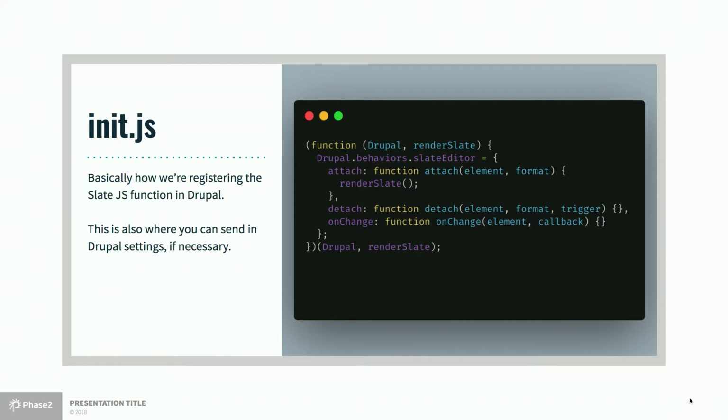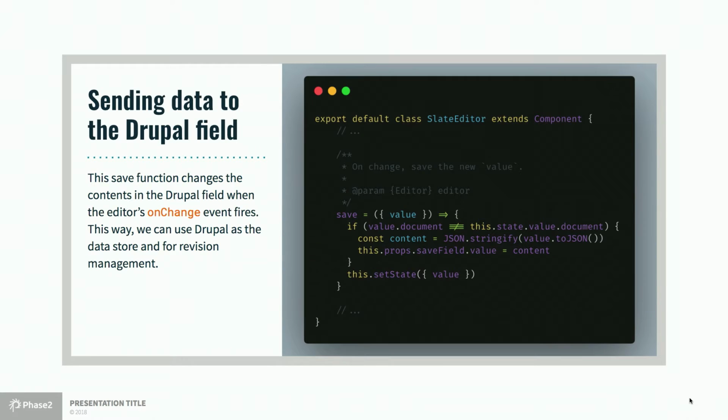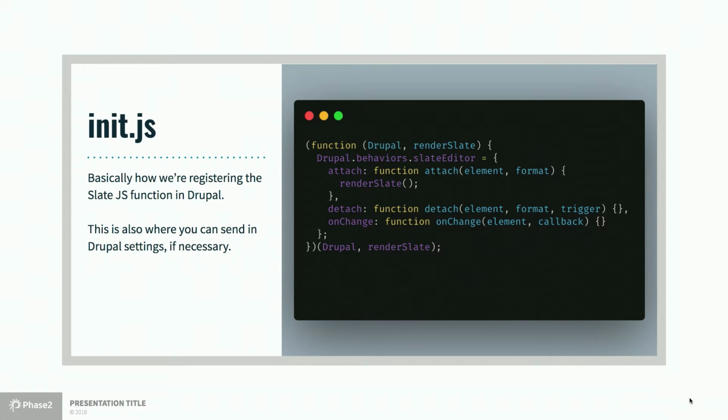This is the initial JavaScript that gets called by Drupal. We're basically just calling that render Slate function that we were talking about before from Drupal attach behaviors. So it renders once on page load and that's it. This also would be where, if you have any Drupal settings, you would send them into this function call.